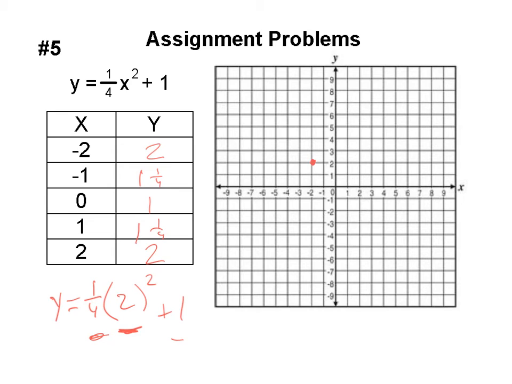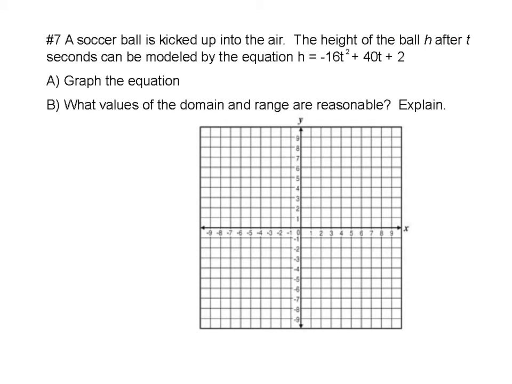-2, 2, right? -1, 1 and 1/4, so a little bit above 1, right? 0, 1, okay, 1, 1 and 1/4, and then 2, 2. So you can see this one's going to make a little bit of a wider V when we graph it, okay? Let's do the word problem, number 7.